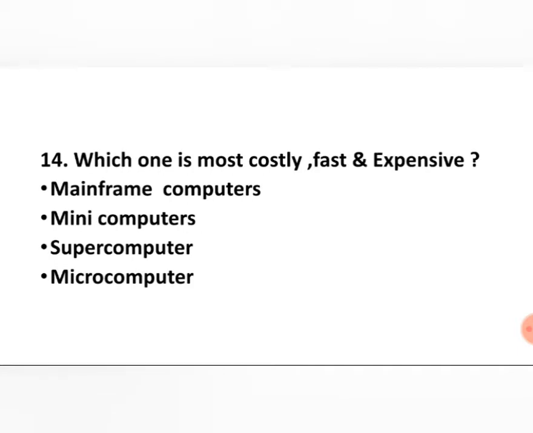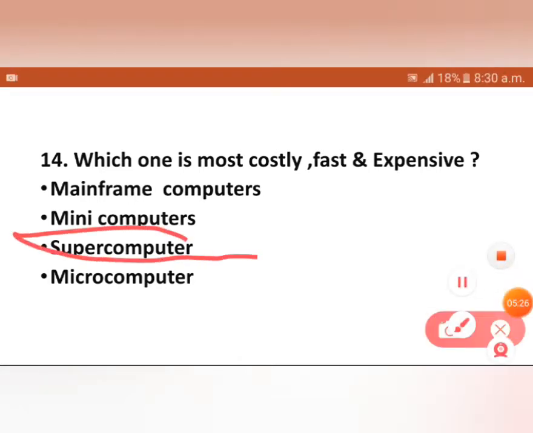Now one more question, question number 14. Which one is most costly, fast and expensive? Mainframe computers, mini computers, supercomputers and microcomputers. The correct option is option number C, supercomputers. It works fast.